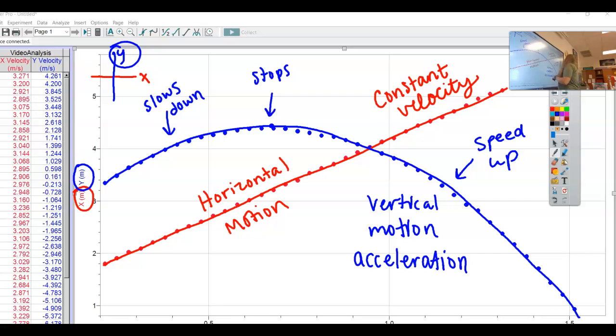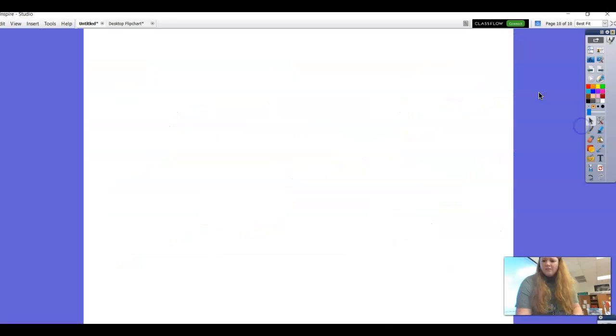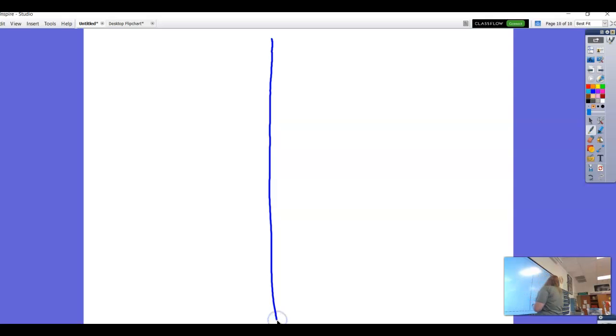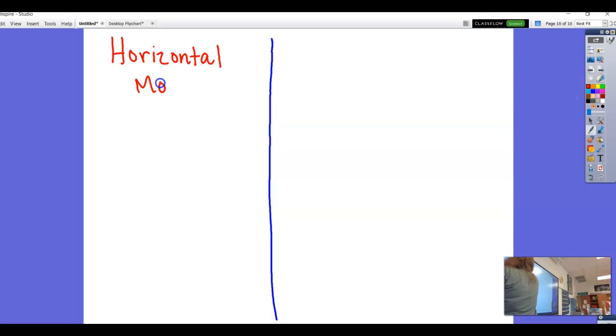All right, let's look over here. We're just going to go back to the screen. All right, so let's kind of put this in a table here. So first off, let's deal with our horizontal motion. Okay. Horizontal motion we call the x direction.